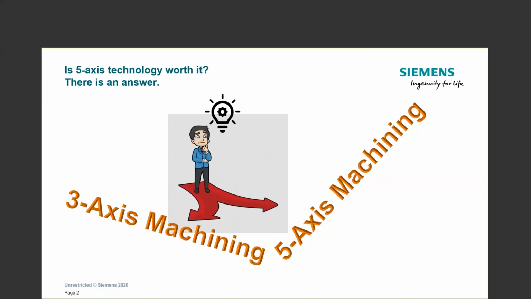So what do you think, Chris? Do you think 5-axis technology is worth it? Well, I guess my first question would be, what kind of volume of parts is Jeff manufacturing? Is this low volume, like job shop piecework, or is this high volume production?